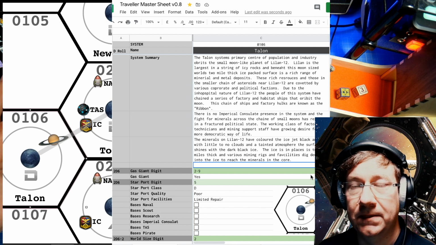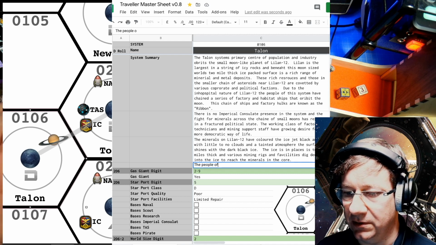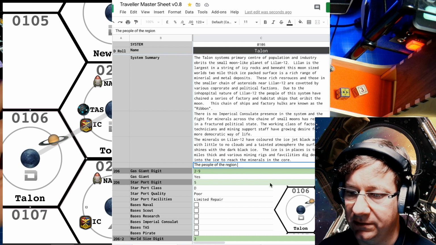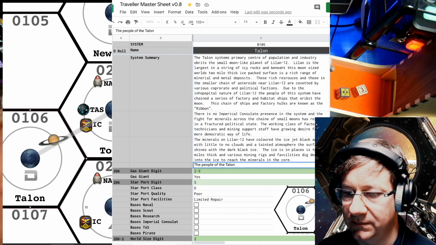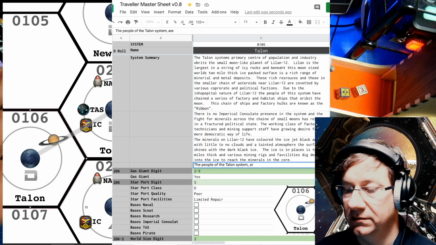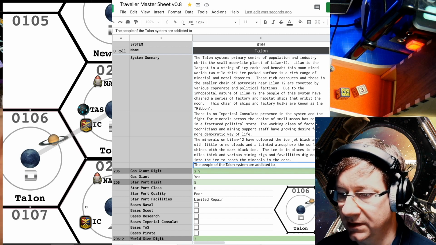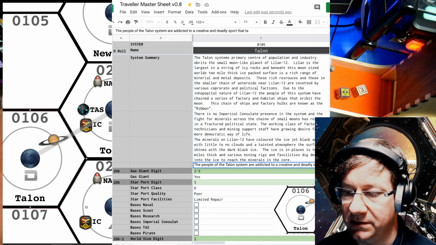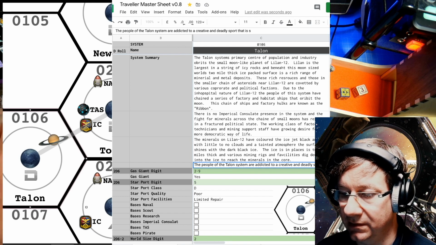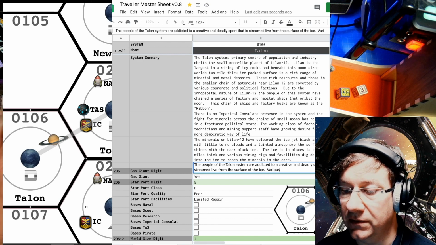So if I say, with this sort of glassy black surface of the moon, I'll say the people of the region of the Talon sector system are addicted to a creative and deadly sport that is streamed live from the surface. I was going to say various personalities.